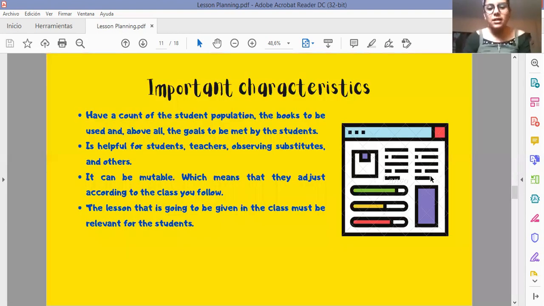An important characteristic of lesson plans is that they have an account of the students' population, the books to be used, and above all, the goals to be met by the students. Also, they are helpful for students, teachers, observing substitutes, and others. They can be mutable, which means they adjust according to the class you follow. And finally, the lesson that is going to be given in the class must be relevant for the students.